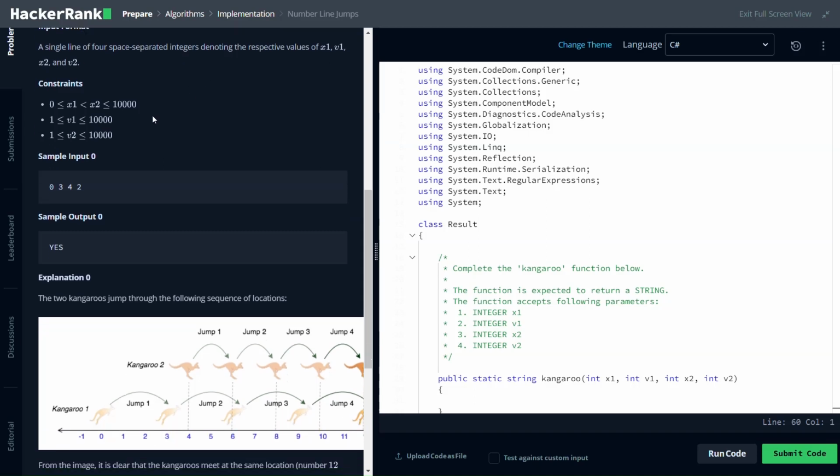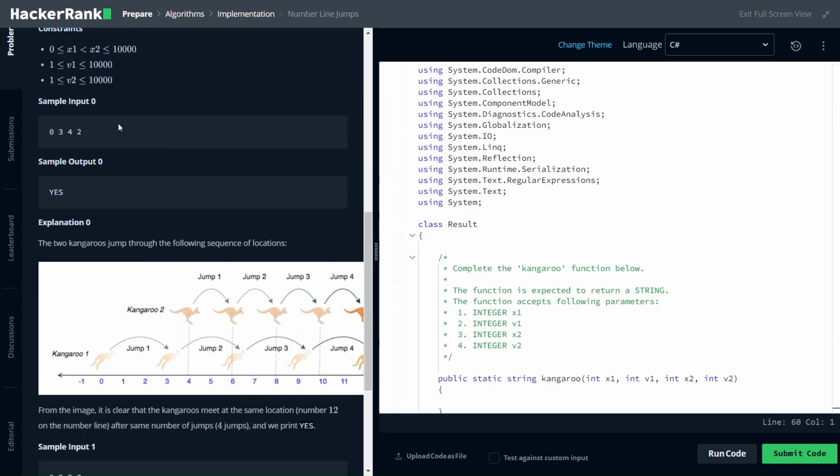Constraints: 0 is less than or equal to x1, which is less than x2, which is less than or equal to 10,000. 1 is less than or equal to v1, which is less than or equal to 10,000. 1 is less than or equal to v2, which is less than or equal to 10,000.